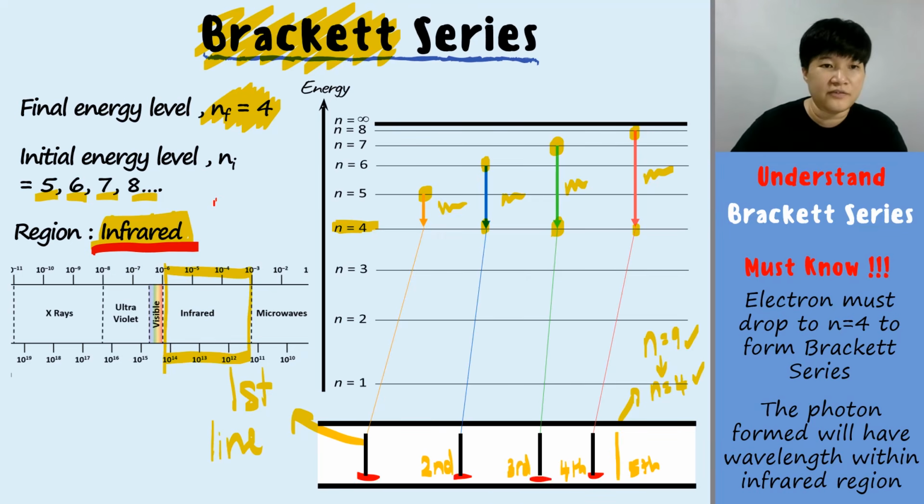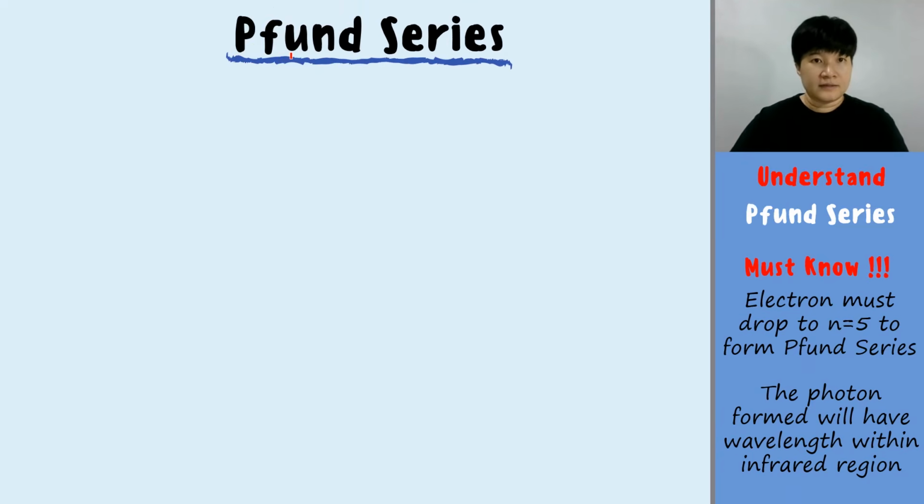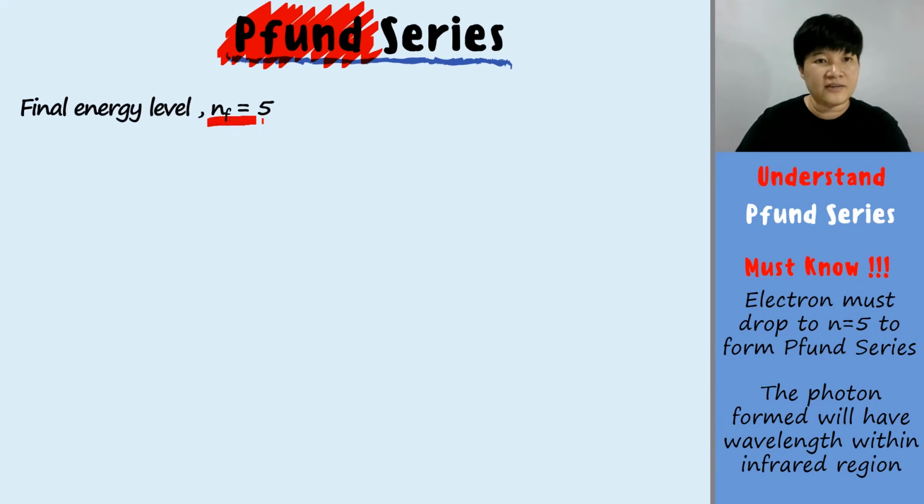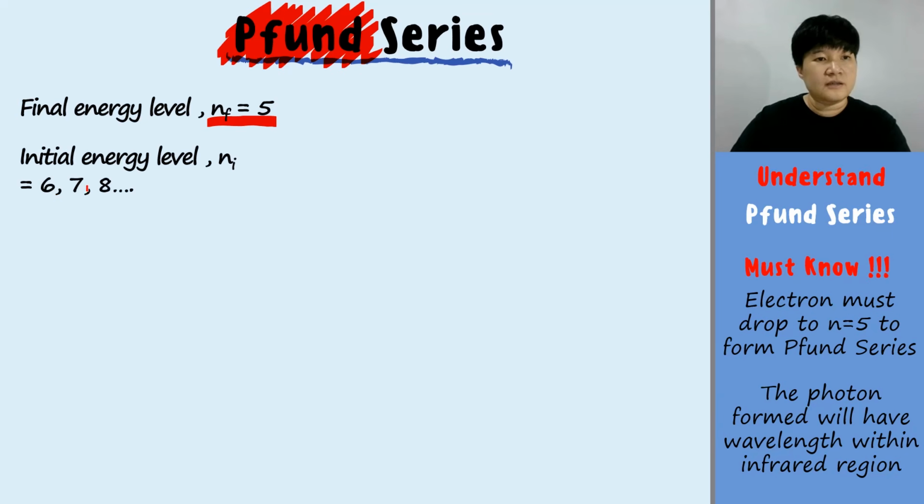Okay, because it's an infrared region, we cannot see the color of infrared with our bare eyes. Next, and also the last series that we will look at in our syllabus, is your Pfund series. The only thing that is different here is your n final, where for the Pfund series the n final is n equals 5. Means everything must drop into n equals 5. Therefore, the initial energy level for the Pfund series must be 6 and above.